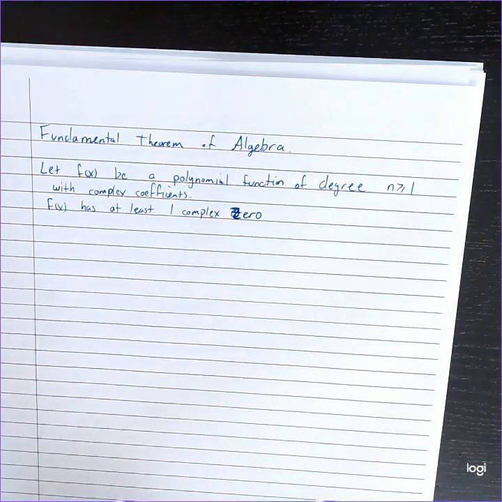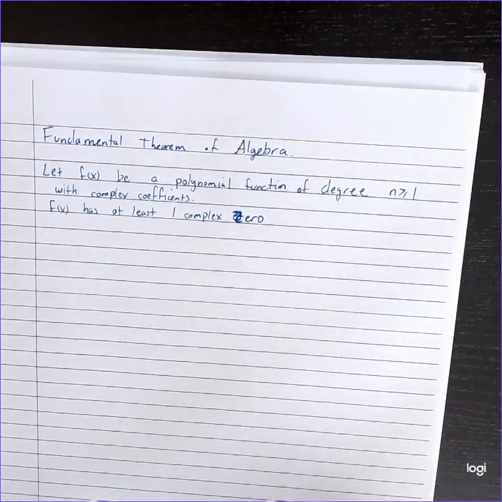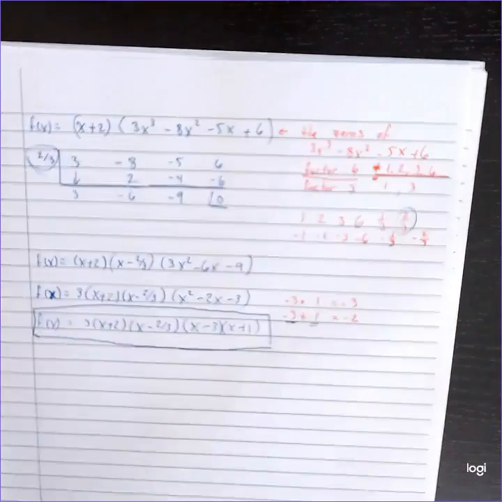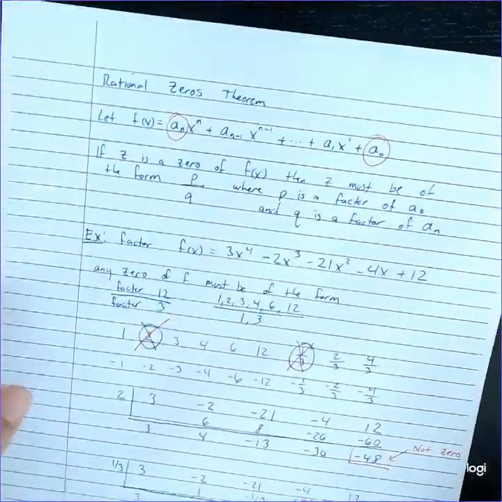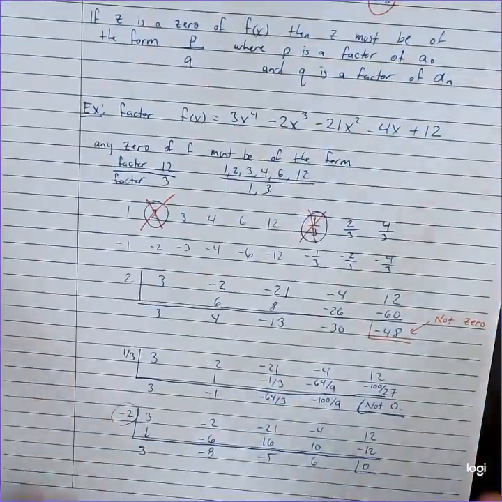That doesn't sound like a lot, right? It just says there is a 0. It doesn't say anything about how to find it. It doesn't tell you anything about how many there could be. It says there's just at least one. But see, that's all you really need. Because looking back at our previous problem, look what happened. We started off with something that was of degree 4.